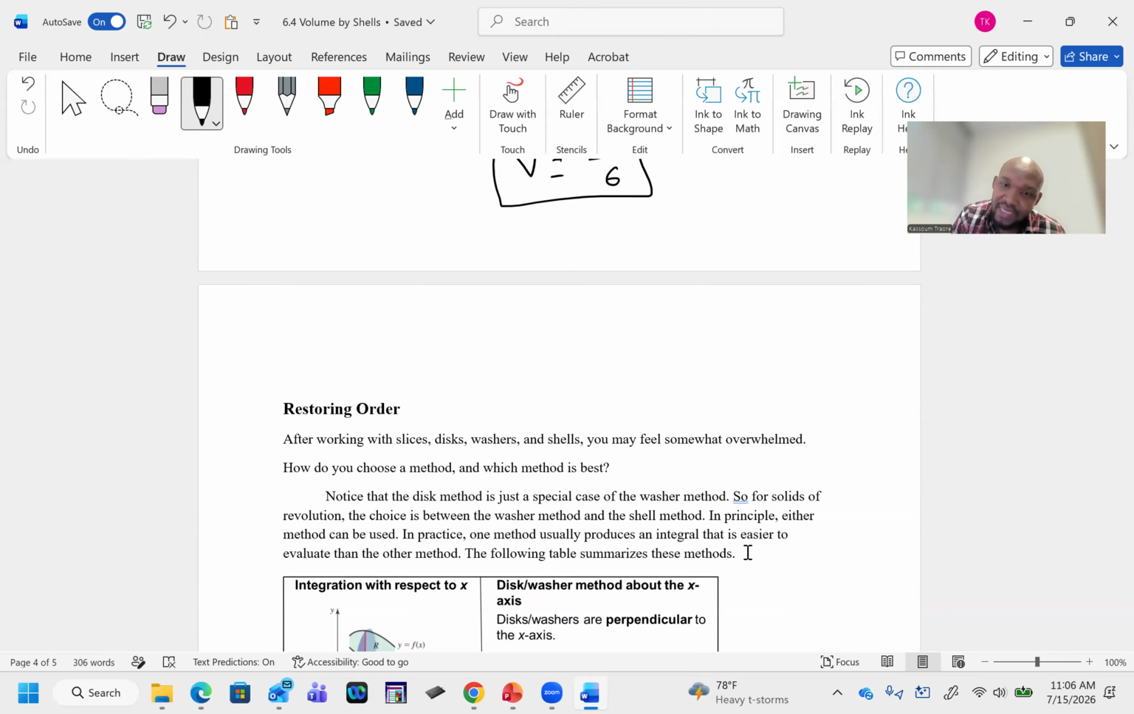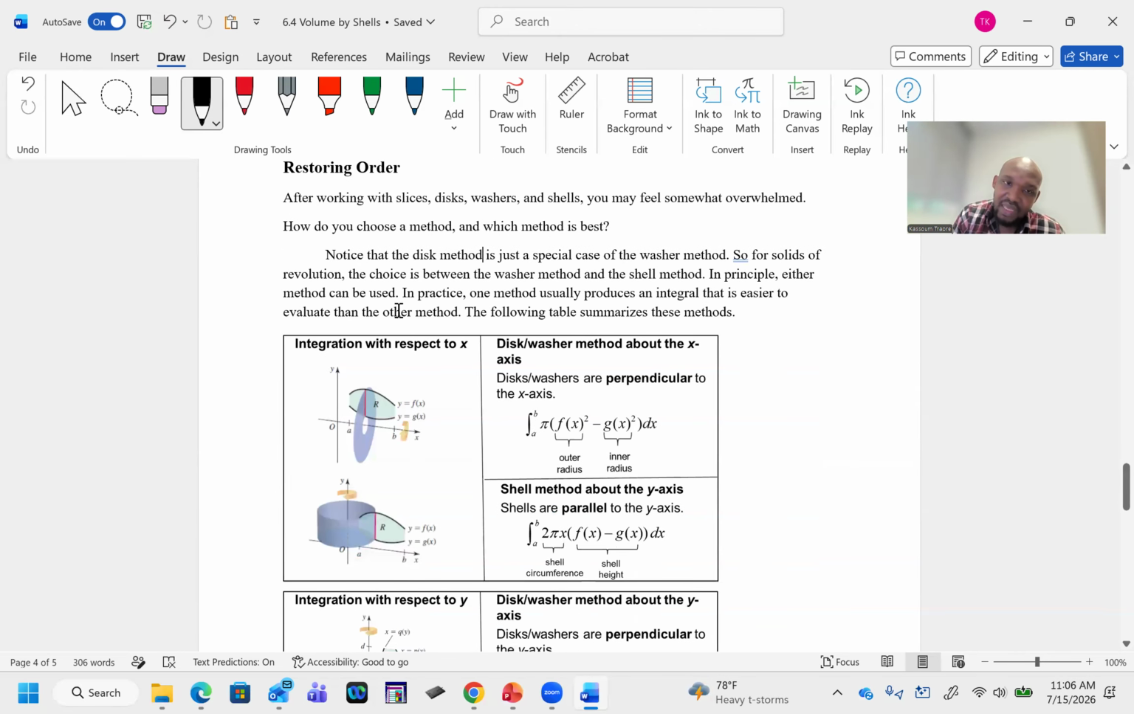The following table summarizes the methods. So we have integration with respect to x. We talk about the disk washer method. The disk method is just when g of x is 0. That's it, and it's still the same thing as the washer method. If the disk washers are perpendicular to the x-axis, the volume v will be equal to the integral from a to b of pi times f of x squared minus g of x squared dx. Outer radius, inner radius. But if it's just the disk method, we will just have a function. G of x will be 0.